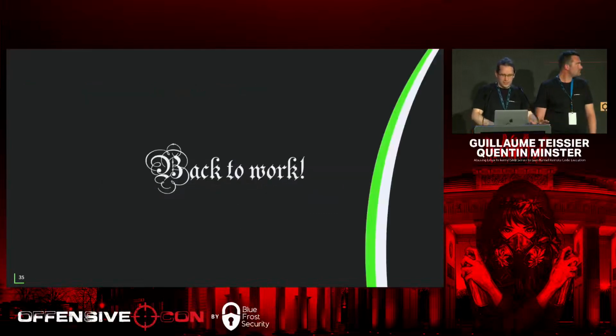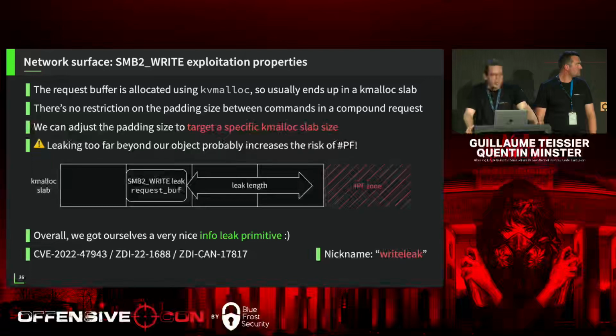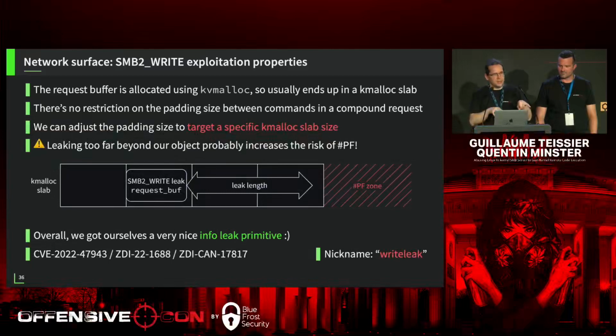Right, so that was the slab allocator, and it turns out that our request buffer is usually allocated in a kmalloc slab. So we are going to leak from a kmalloc slab. And the nice property that we have is that there is no restriction on the padding between the two commands that we send, the first command and the SMB2 write command from which we start leaking. So we can add an arbitrary padding between the commands, and that allows us to choose the request length and then choose the slab from which the request will be allocated. That allows us to choose from which slab we will perform the leak. This is useful because different objects are located in different slabs, so we want to target a specific one.